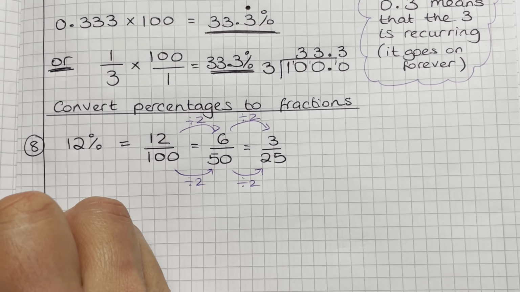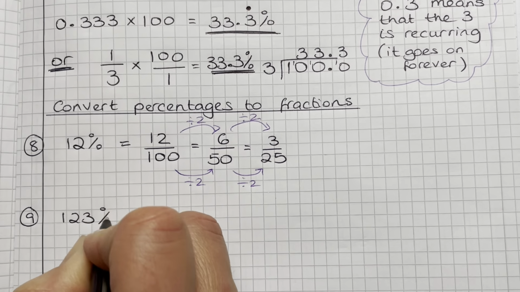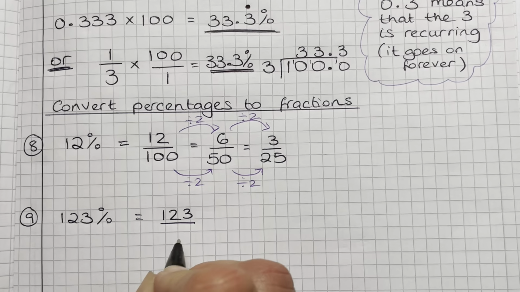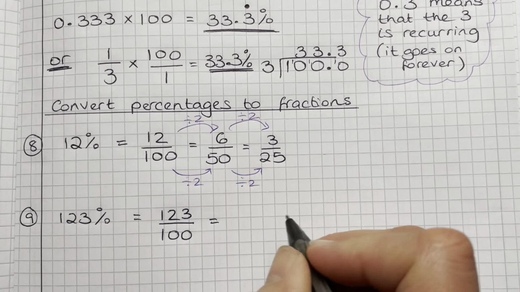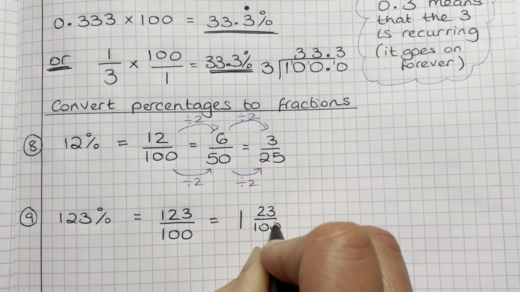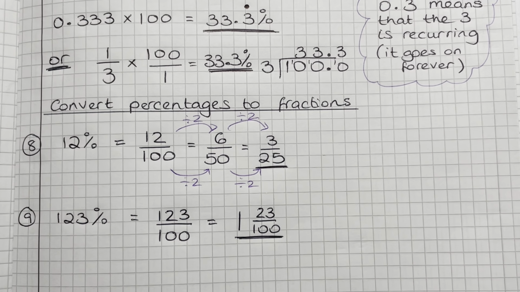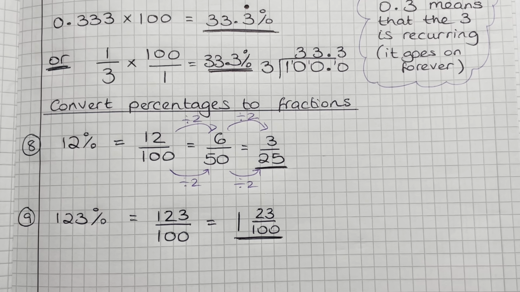One more example, remembering that we can have percentages greater than 100%. We would have 123 still over 100. That would give us a mixed number fraction of 1 and 23 over 100. Okay, in this particular case, I can't simplify it, so I just leave it as it is.